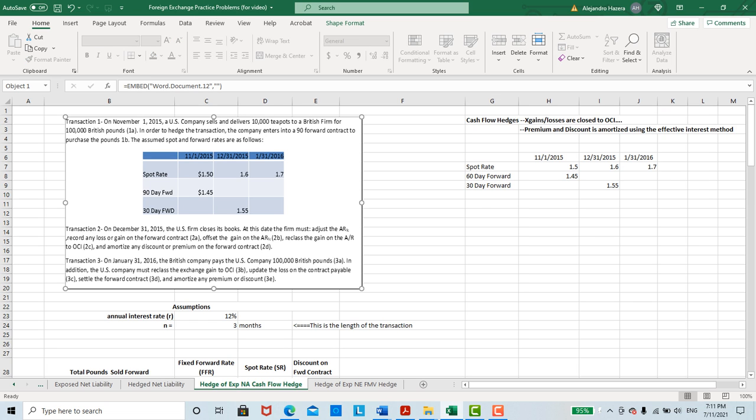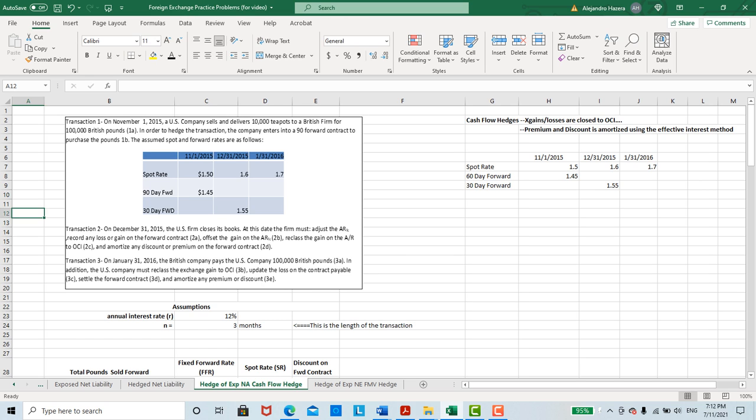Transaction 2, basically end of year 2015, the U.S. firm closes the books. At this date, the firm must do a bunch of stuff. The usual: adjust the receivable, reclass the receivable that you didn't do last time. You have to record the gain or loss on the forward contract, which should somewhat offset it here. And then finally, you're going to amortize the premium. And then on transaction 3, you're going to close everything out. So let's go ahead and start here.